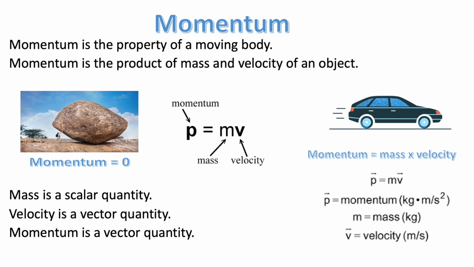Let us discuss another property of a moving object, momentum. Momentum is the property of a moving body. Momentum is the product of mass and velocity of an object. It is given by the expression P = mv. P is the momentum, m is mass and v is velocity. Mass is a scalar quantity, but velocity is a vector quantity. So momentum is a vector quantity because it is the product of a number and a vector.